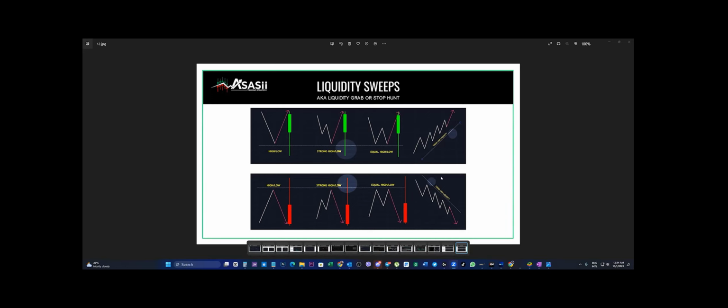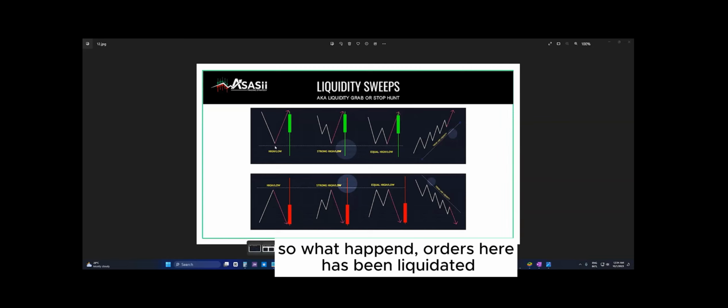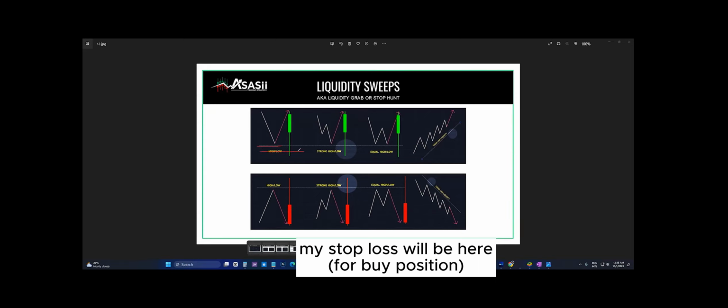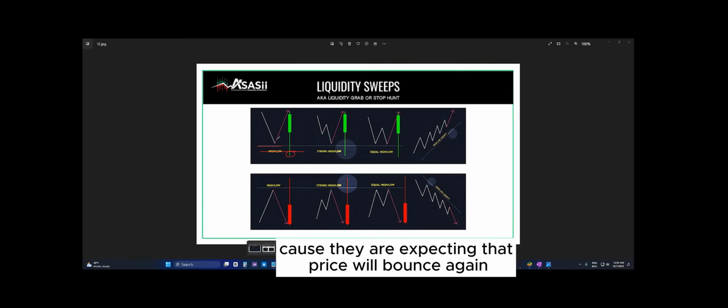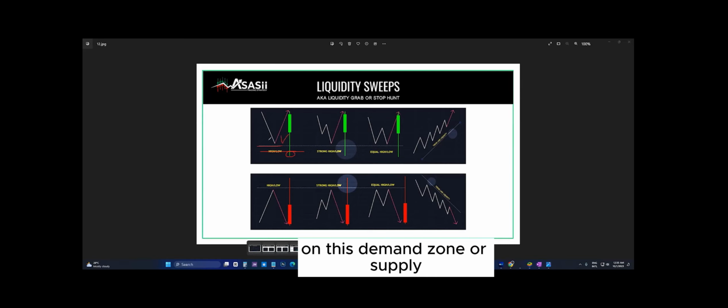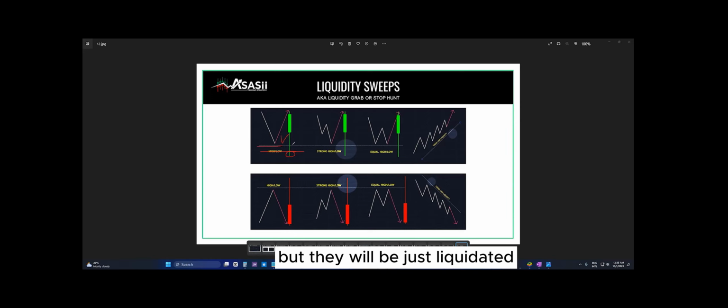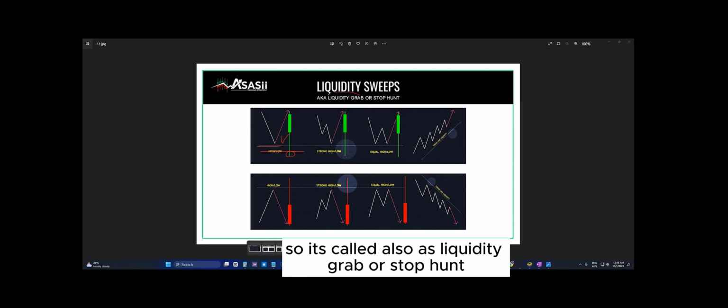So what happened? The orders here get liquidated. Why? Normally, people, for example, this is the liquidity, my stop loss will be here. But what happened? It is the stop loss of the buyers. Okay? Because they are expecting that price will bounce again on this demand zone or supply zone or support or resistance. But they will just be liquidated. That's why it is also called liquidity grab or stop hunt.